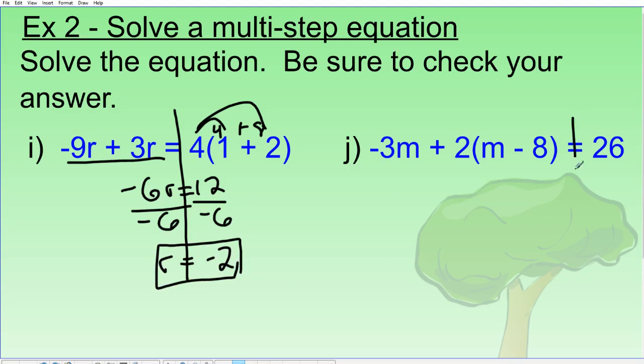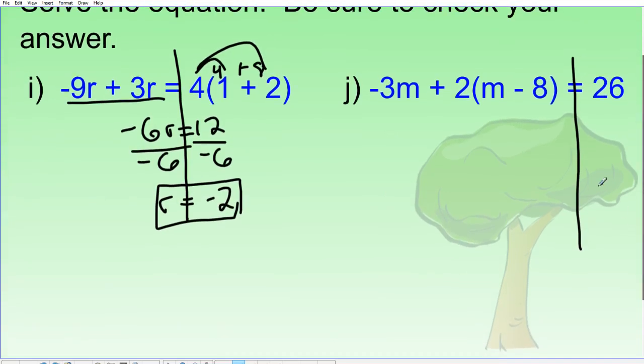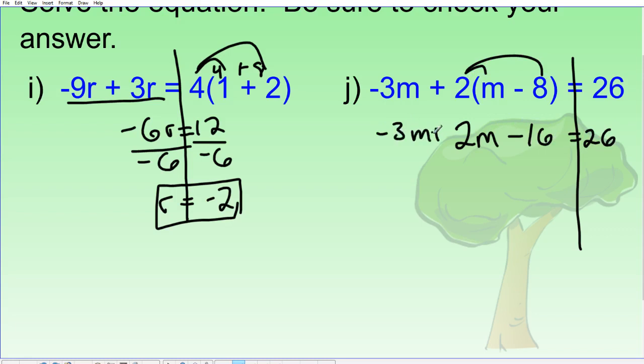Letter J. Looks ugly. Distribute, distribute. So this 2 times m is going to be 2m. 2 times negative 8 is a negative 16. I'm writing down the rest of the problem, so I did this math right here.